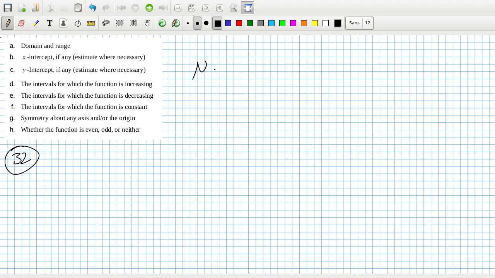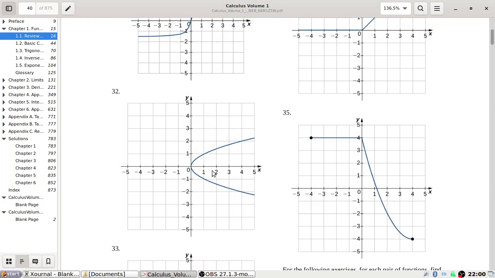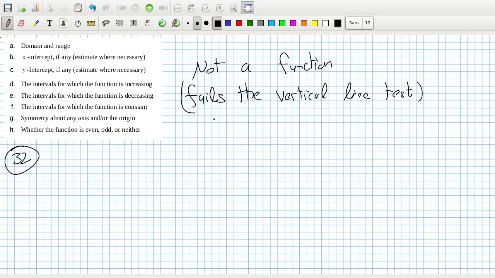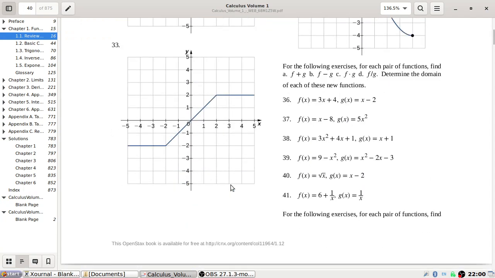Quick one, not a function, because it fails the vertical line test. E.g., one maps to 1 and -1 as an example. Okay, 33.